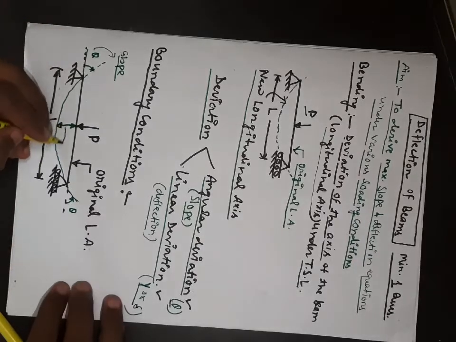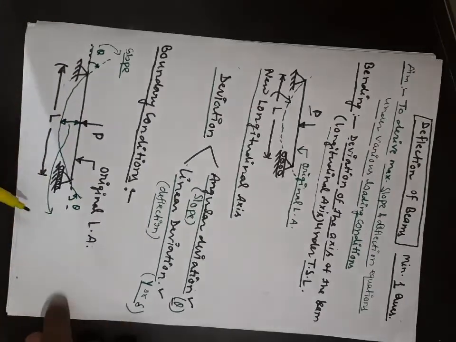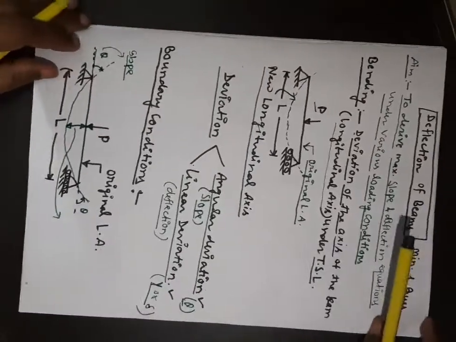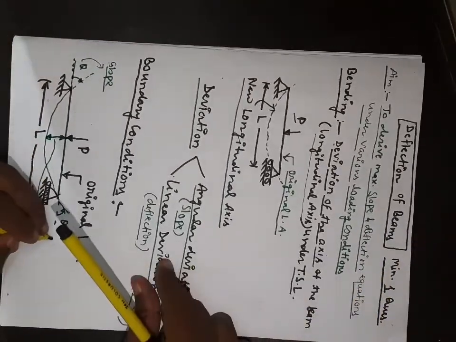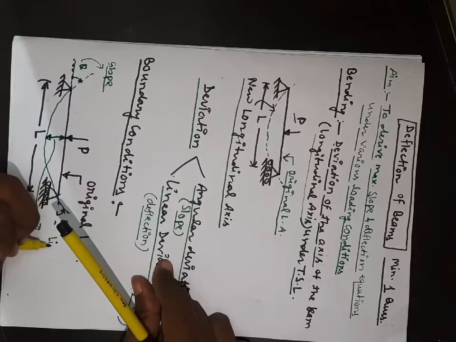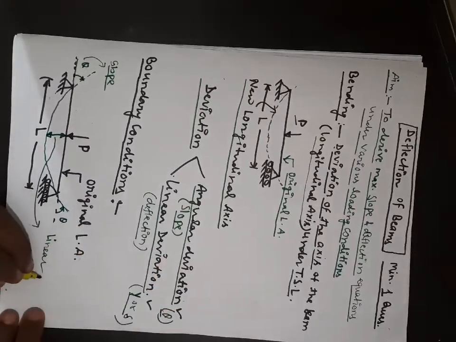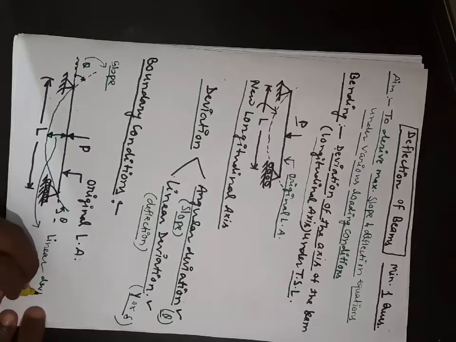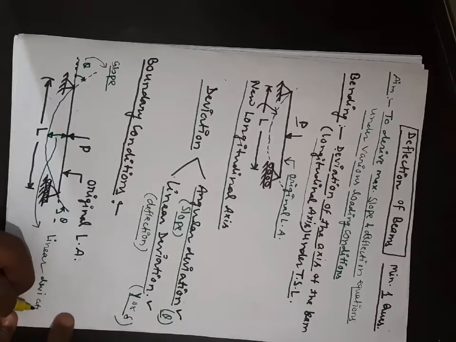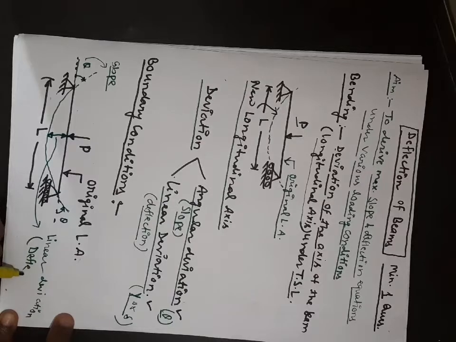What is this vertical deviation? This vertical deviation is our linear deviation, and this linear deviation is called deflection.